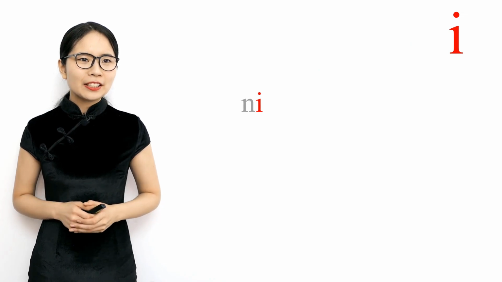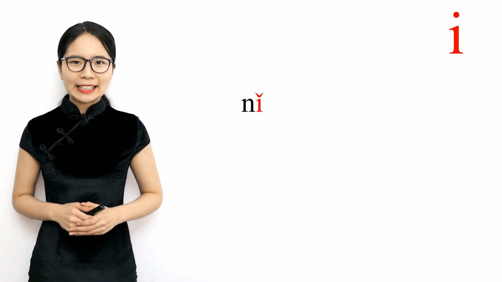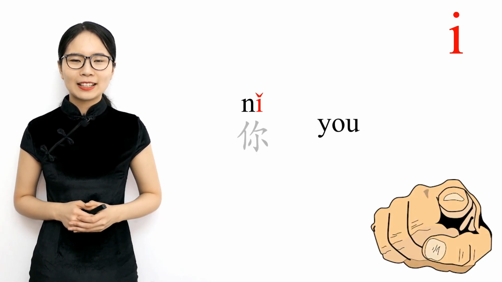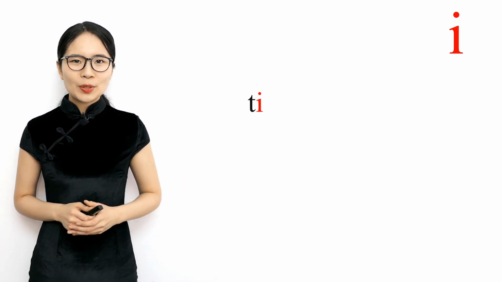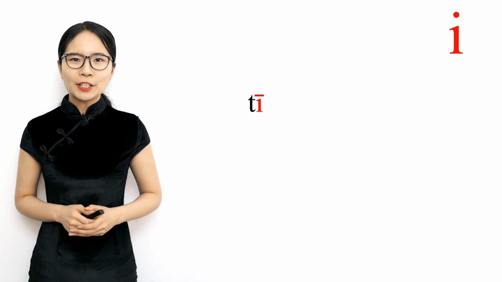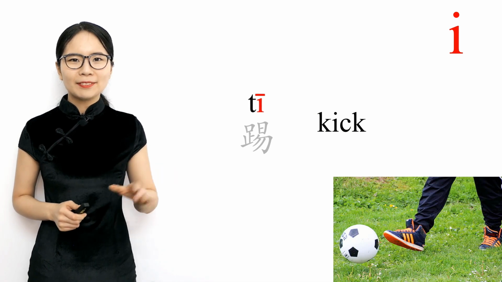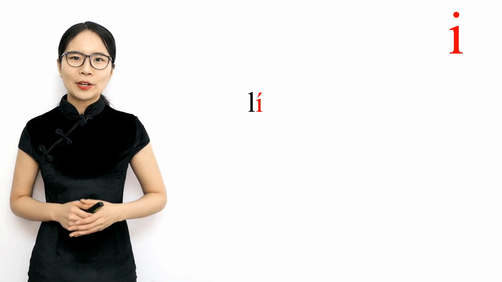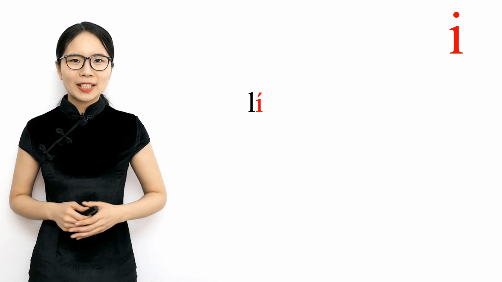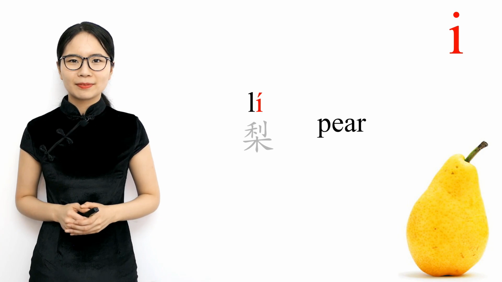Adding the initial n and the third tone, the falling rising tone, we get the word 你, which means you. 你. Switching to the initial t and the first tone, we get 踢, which means kick. 踢. And if I use the initial l and the second tone, the rising tone, we get the word 梨, which means pear. 梨.